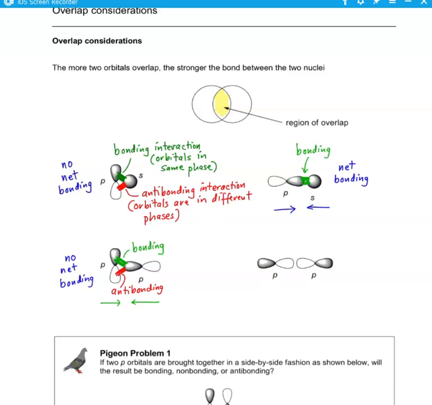So finally, let's look at this last example. Two p orbitals that we've tipped on their sides in such a way that lobes that are in the same phase approach each other. And so again, here we have a bonding interaction that's not offset by any antibonding interaction. So two atoms approaching each other in this way, with their orbitals aligned in this way, are going to be able to bond with one another.